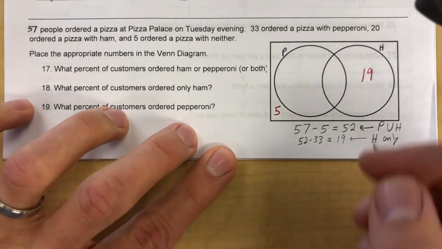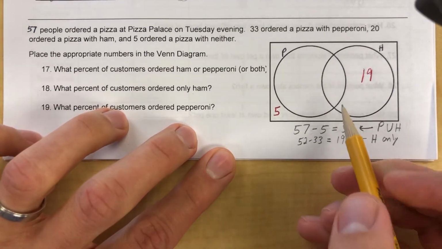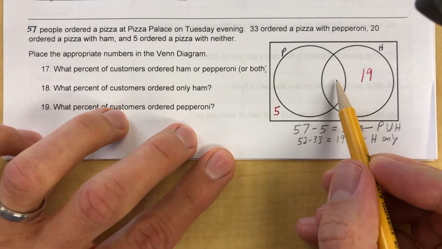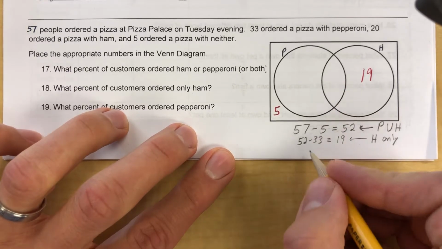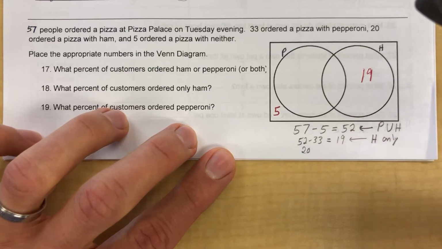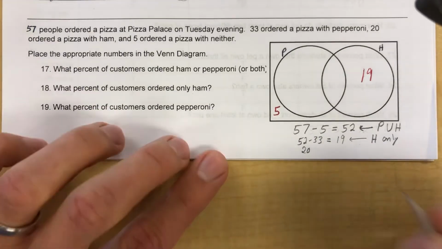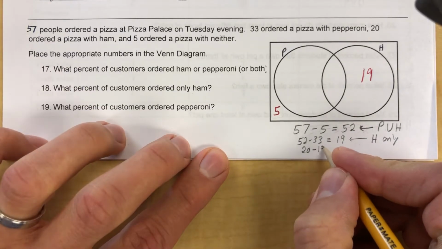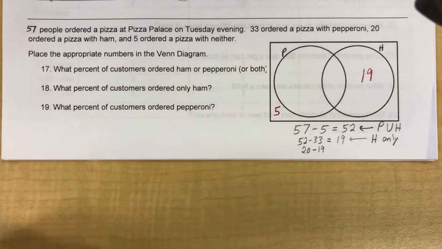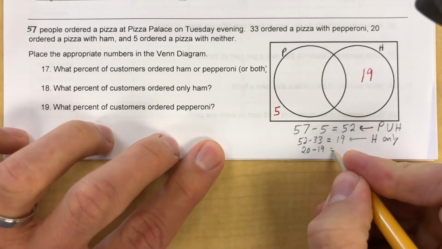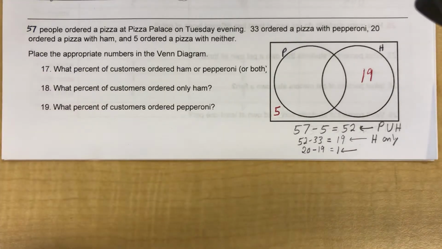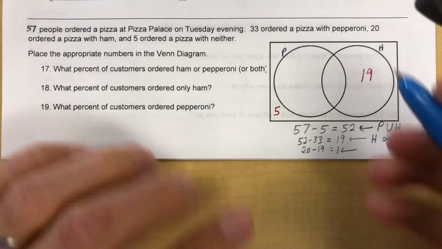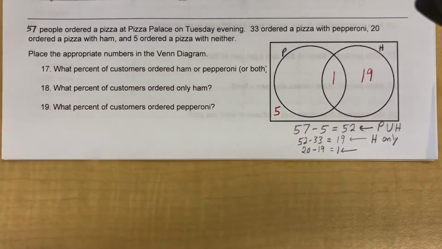Okay, let's figure out what goes here. And that number right there is 1. And here's why. There are 20 people that ordered a ham. 19 of them ordered just ham. Ham only. Sounds kind of like a Michael Jackson thing. Ham only. So there is one person that ordered pepperoni and ham together.